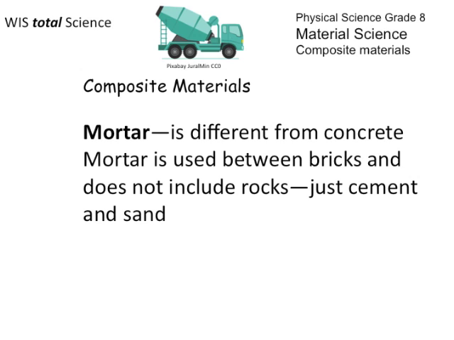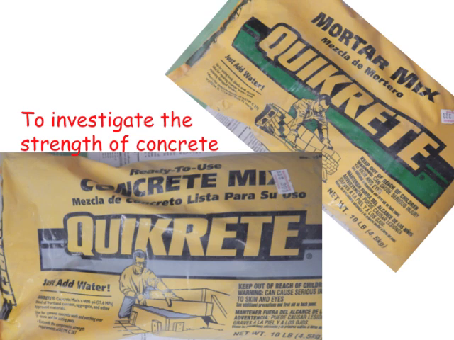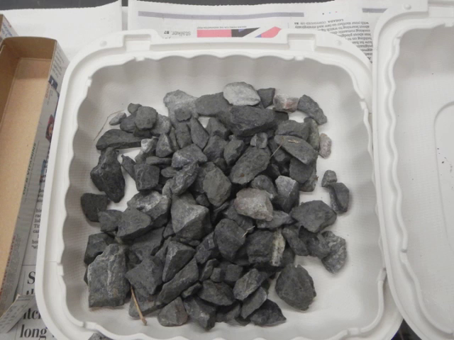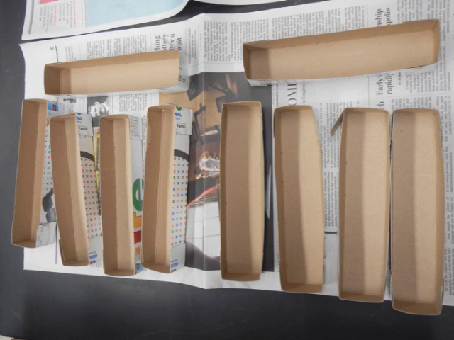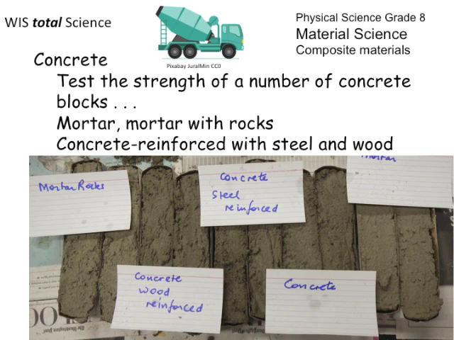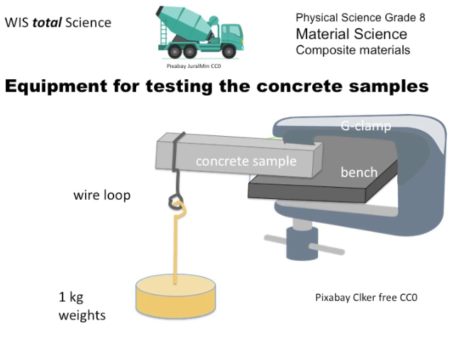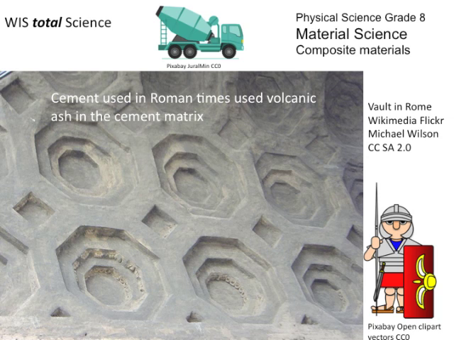There's mortar, which doesn't have the stone in it, just cement and sand. We're looking at the green one with mortar mix and cement mix. You can add limestone. These are the molds that we're using. There's another video that shows this in more detail. And making these reinforced blocks, some with steel reinforcement, paper clips, some with paper, with wood in them. And then testing them for the strength of the samples, big G clamp, and 1 kilogram masses.